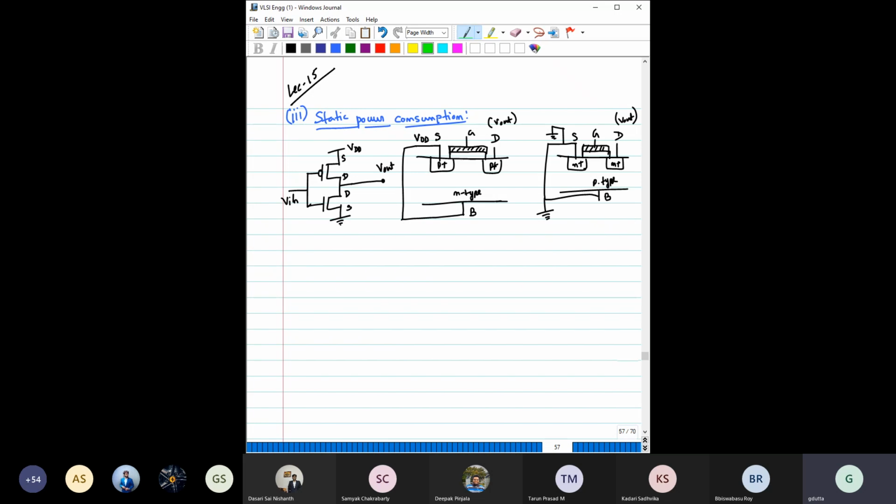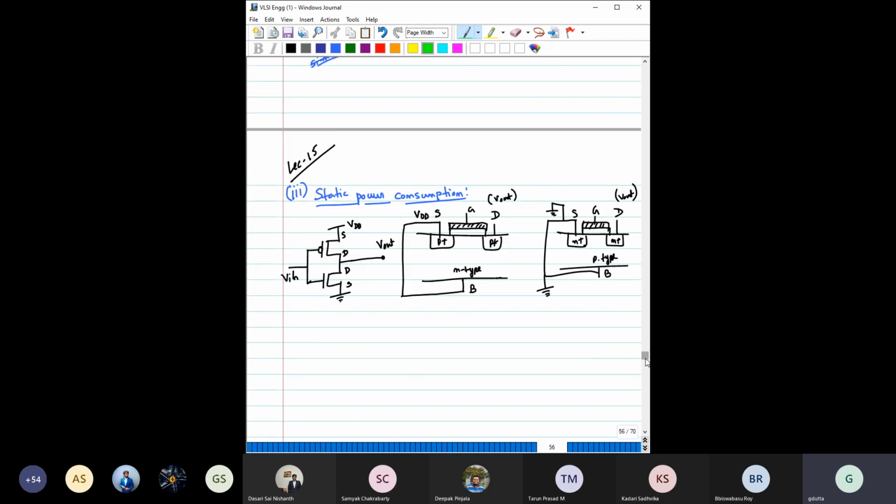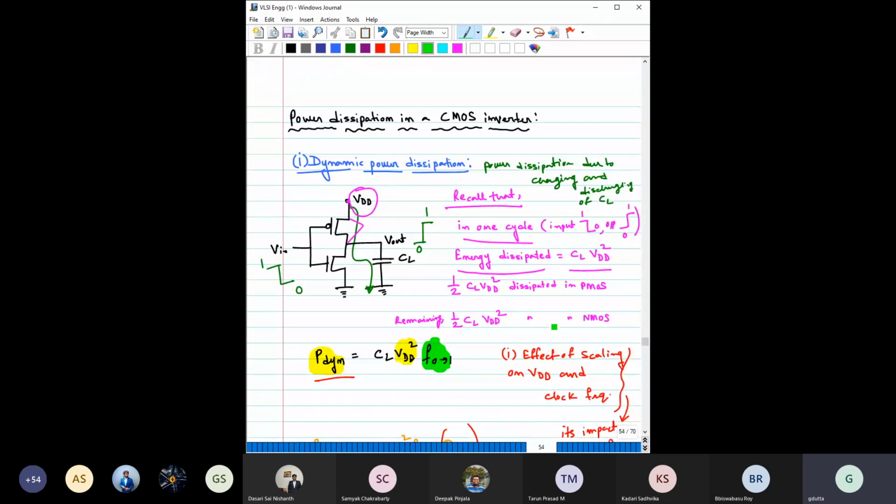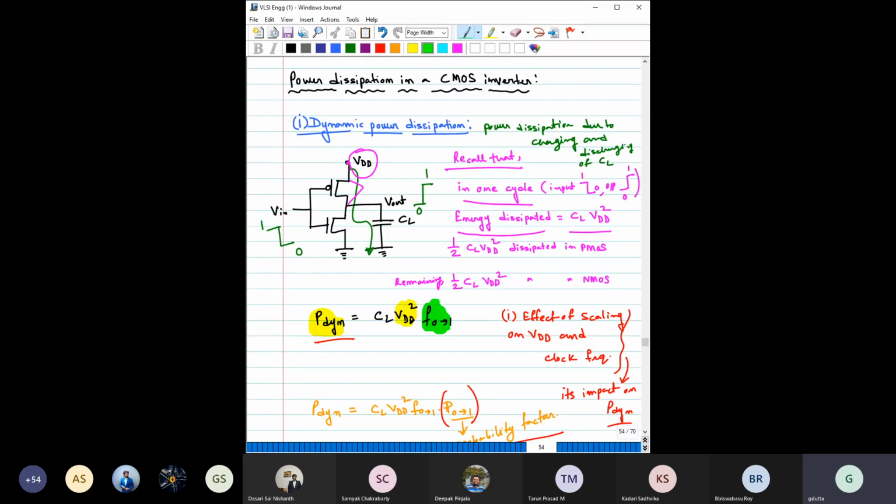Good morning and welcome to you once again in this class. In the last class, we started our discussion on power dissipation in a CMOS inverter. We are focusing on this CMOS inverter. The first one that we discussed is the dynamic power dissipation.